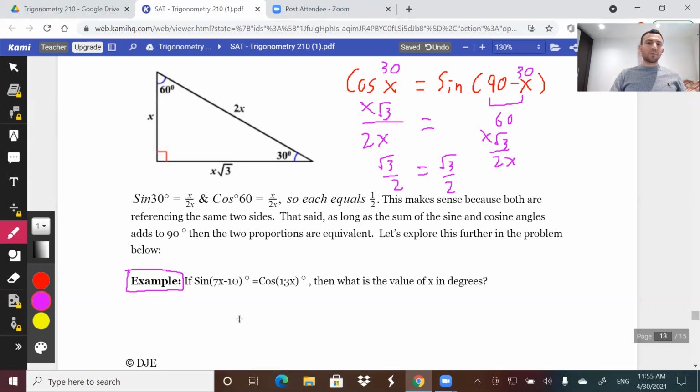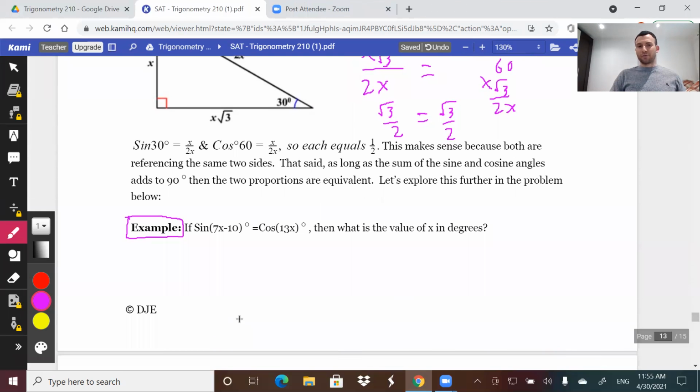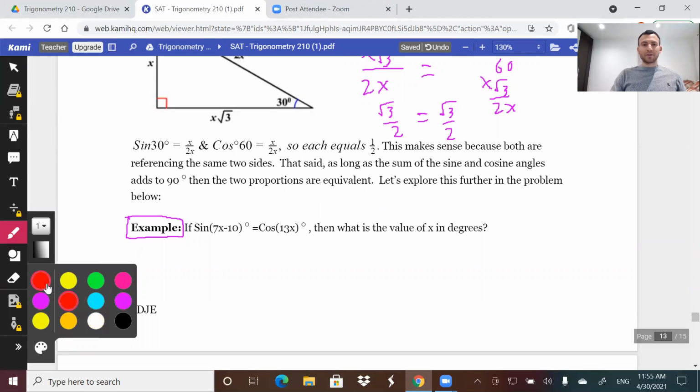So what we'll do is we'll look at two problems, one that I made up and one from the test. Actually, we may look at three. We'll look at one that I made up and two from the test. First, let's do the one I made up.